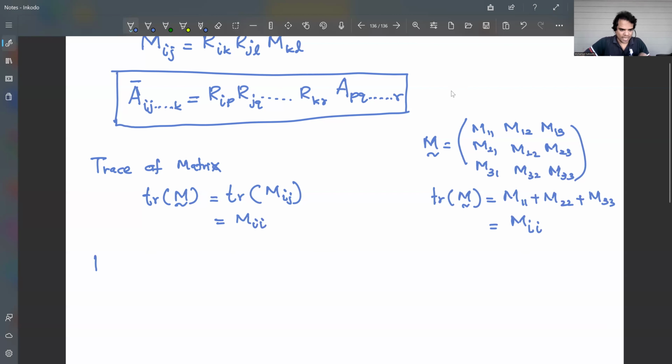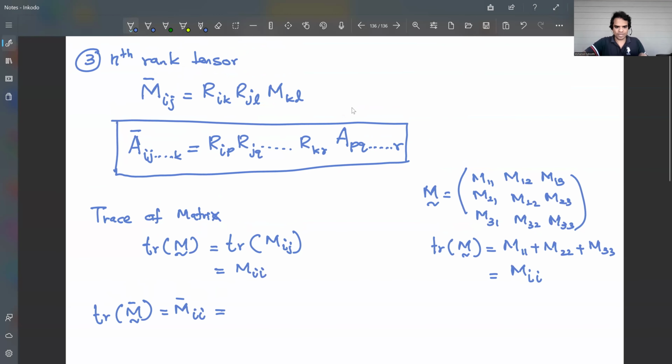So for example, let me take the trace of the M bar matrix. Based on the index notation, you can say this is M bar II, in the bar coordinate system. Now if you want to convert this into the unbar coordinate system, I have to use this transformation rule: R first subscript, second R matrix first subscript, both are I. So here K, this is L. Now I will write here MKL.